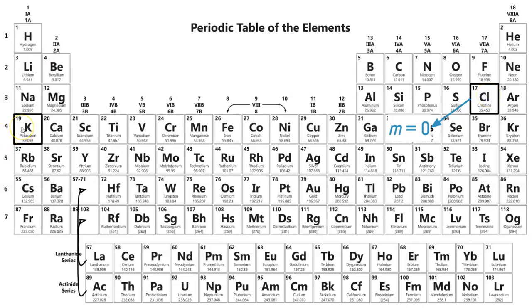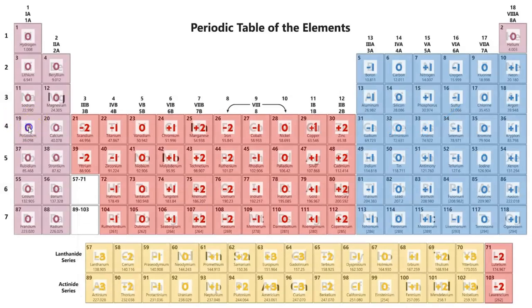Potassium. We know potassium's an S block. L equals 0. Therefore, M is always going to equal 0 for S block.